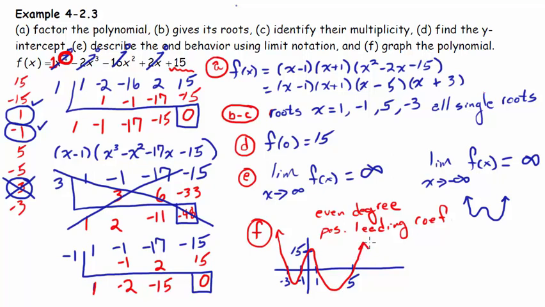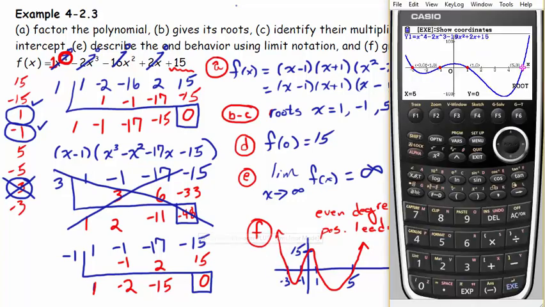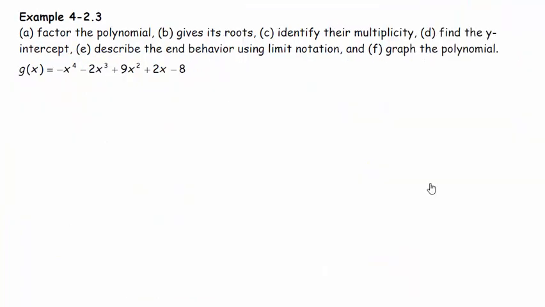And hopefully, although I did not draw this beautifully, this looks very similar to what we had here with the calculator. Now, if you wanted to see that y-intercept, we could go Shift, Graph Solve, y-intercept at 15. But I don't think anyone needs a calculator to evaluate this function at 0. Alright, so let's look at another example.